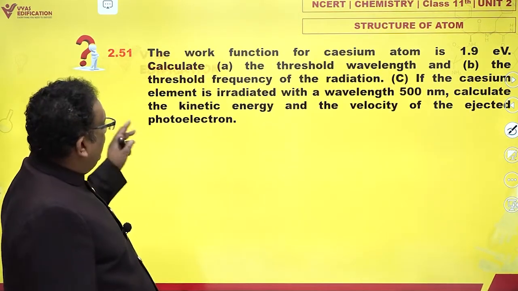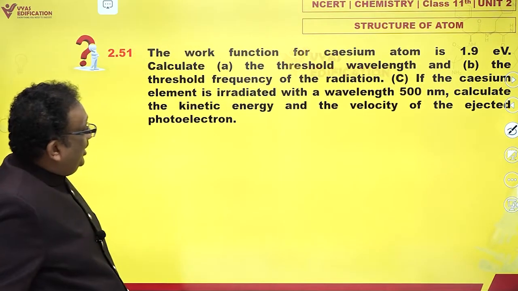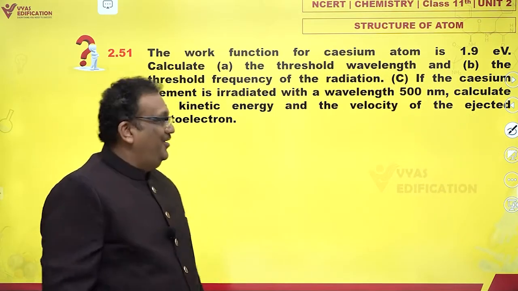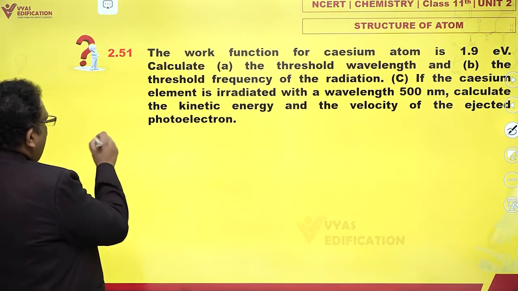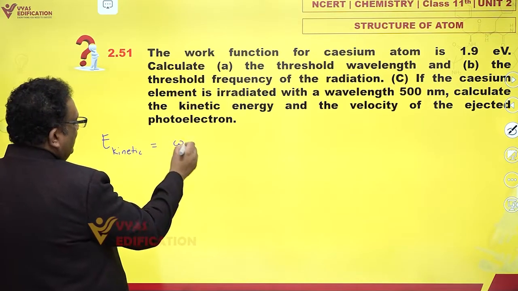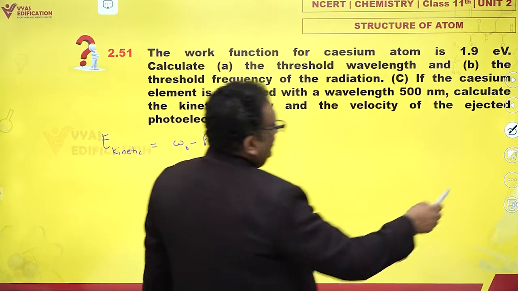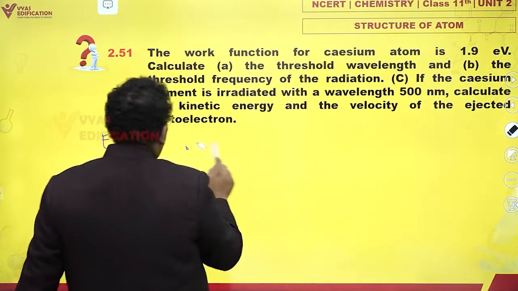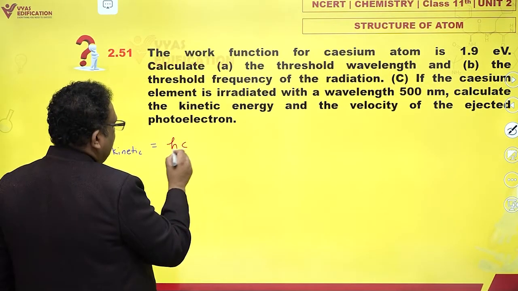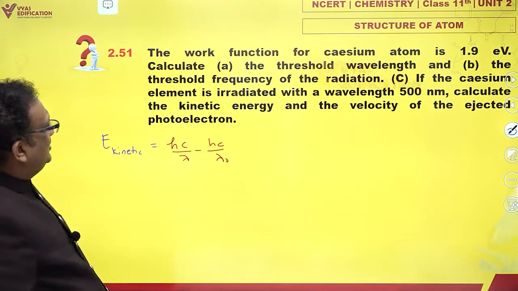And then it says if cesium element is irradiated with a wavelength of 500 nanometers, calculate the kinetic energy and the velocity of ejected photoelectrons. More work. How do we do this? Kinetic energy max is energy of incident radiation minus work function. So, what is the energy of incident radiation? Let's find out. It is hc by lambda minus hc by lambda naught, something along those lines, right?